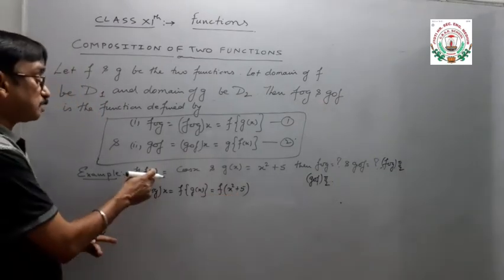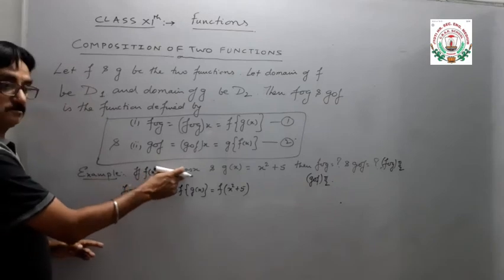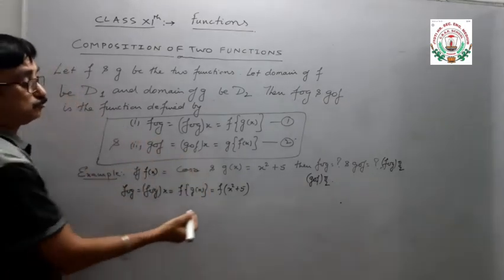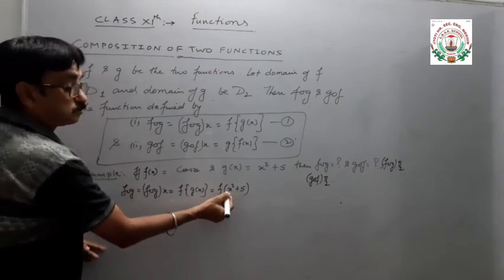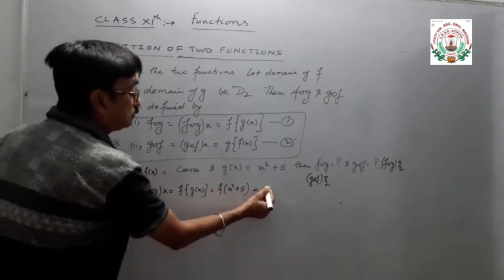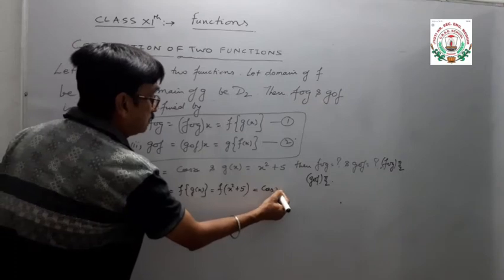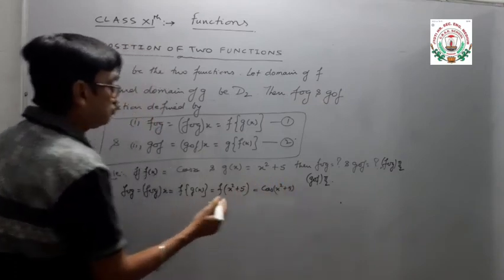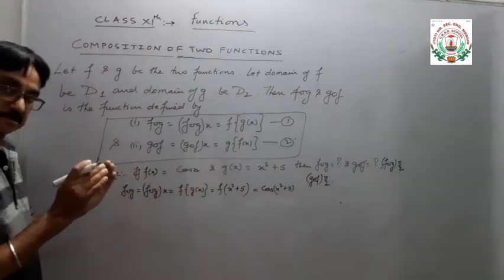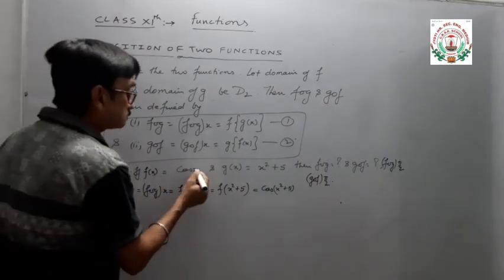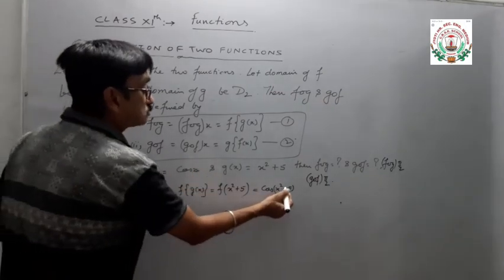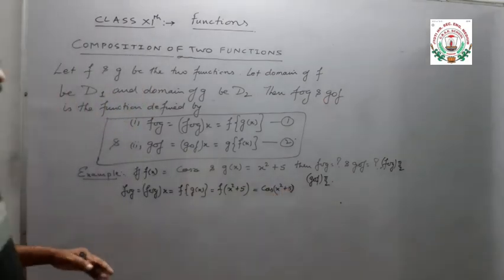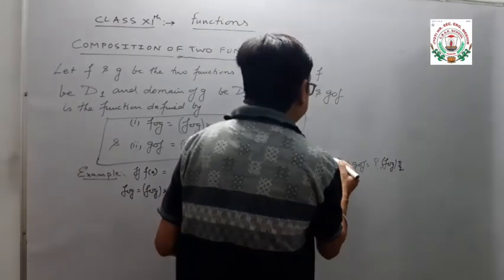तो f of x हमारे पास क्या दिया हुआ है? cos x. So in place of this x, I have to now substitute this value x square plus 5. It means cos of (x square plus 5). ये पूरा x, this is in a single bracket. So ये x के पूरे इस value पे x square plus 5, use the bracket. Now this I had calculated.